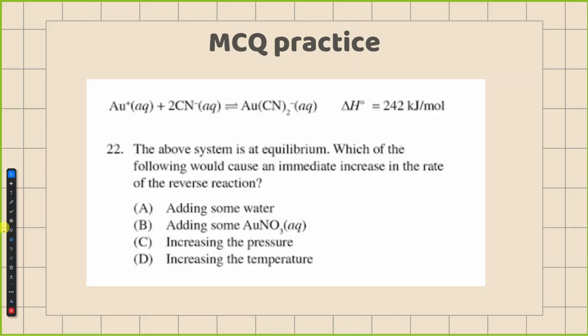All right, here is another complex ion one. We have gold plus cyanide, making the complex ion. Delta H is positive, so it's endothermic. We need to know that. The above system at equilibrium causes an immediate increase in the rate of the reverse. Adding some water, once again, dilutes this side faster than that one, so that one should shift. If you're adding in this, though, you're really adding in the gold. So if you add in the gold, it's going to go to the right.